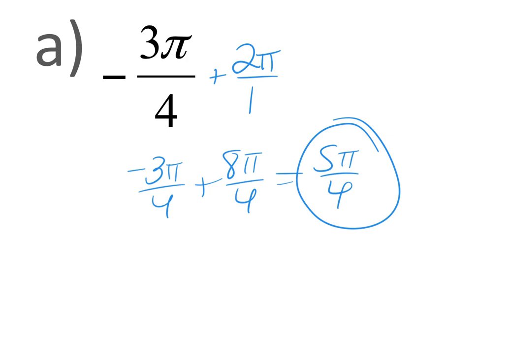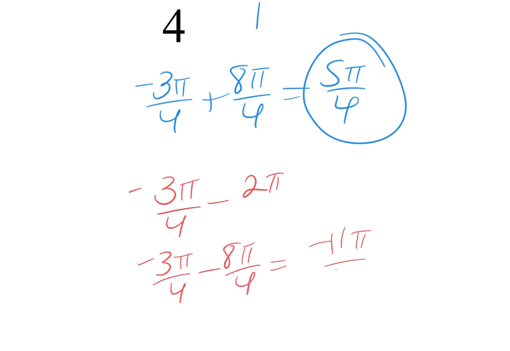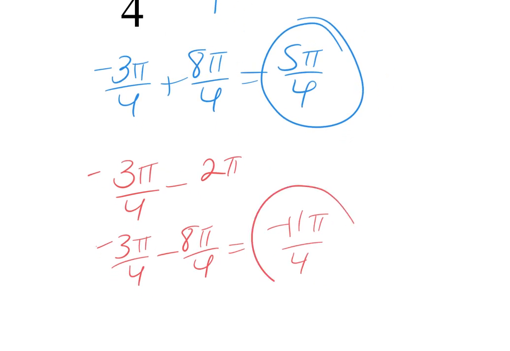If I want to find negative, I can subtract 2 pi. So negative 3 pi over 4 minus 2 pi, or negative 3 pi over 4 minus 8 pi over 4, which is negative 11 pi over 4. That is another coterminal angle, okay? Again, there's an unending amount of coterminal angles, but if it asks for just one in each direction, you can do that.